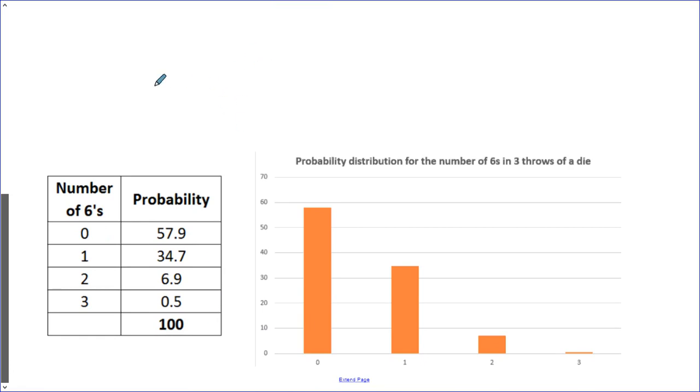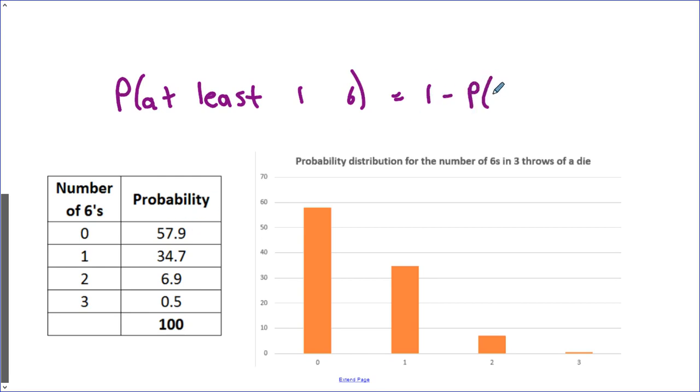Just while we're here, the probability of getting at least 1 6 in 3 throws of a die, well, that would qualify, that would qualify, that would qualify. Remember, the only one that we don't want to count is this one. 1 minus the probability of none, which is 1 minus about 58%, so about 42%.